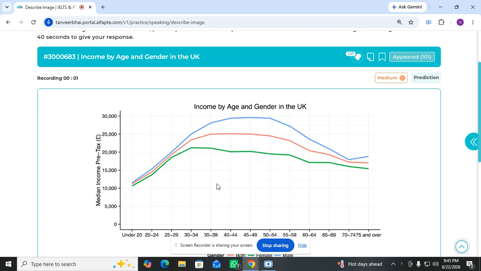Well, different people have a different idea about this picture. I have my own idea. I would like to say what I can see in this picture. This picture mainly provides income by age and gender in the UK.